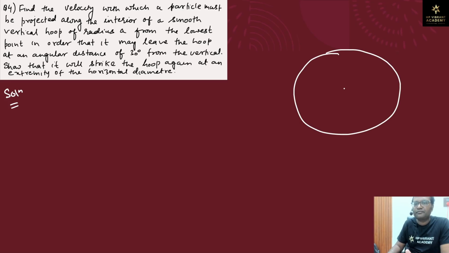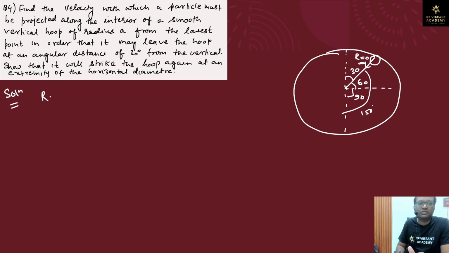So this is our hoop. At an angle of 30 degree from the vertical, this angle with the horizontal is 60 degree, this angle is 90 degree, so this whole angle is 150 degree. Okay, so at an angle of 150 degree from the bottom, this particle will leave the hoop. At this particular angle, that is 150 degree, R is equal to 0.